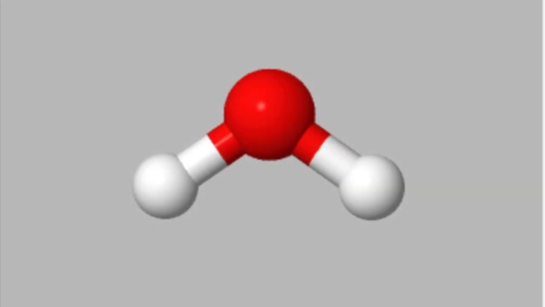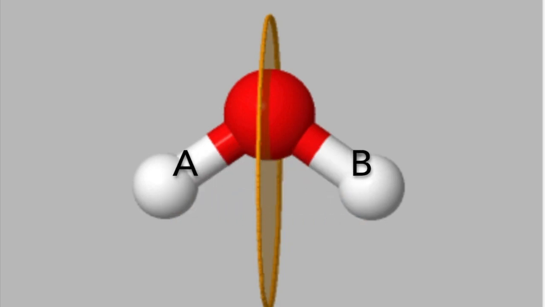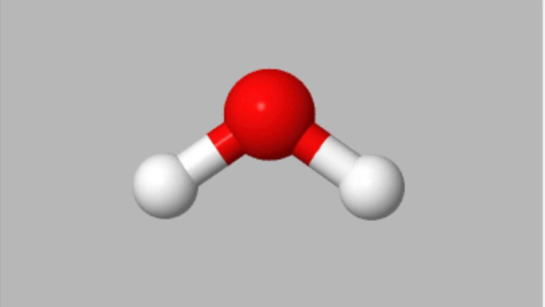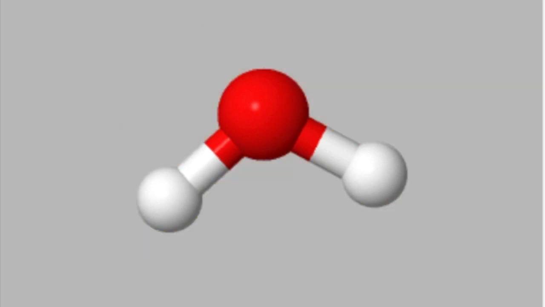We have a water molecule. If we look closely, we see that there is a reflection plane that cuts through the center of the water molecule. If we reflect hydrogen atom A and hydrogen atom B across that plane, the orientation of the water molecule remains unchanged. We can also see another plane of reflection that contains all 3 atoms. If we reflect all atoms across the plane, everything remains the same.